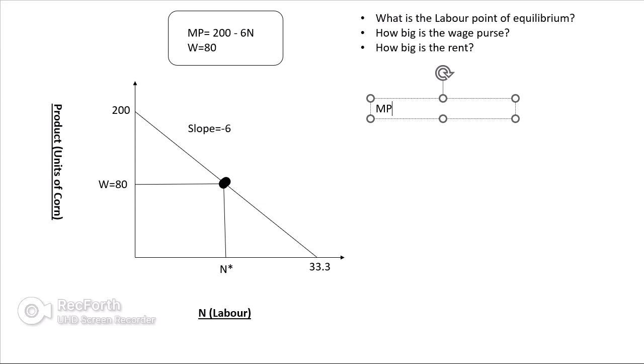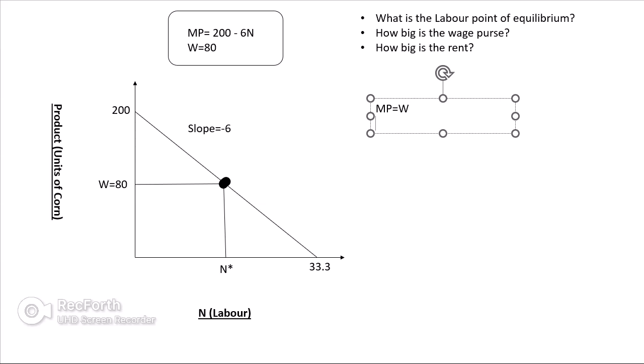So at the labour point of equilibrium, the marginal product is equal to the wage, because they've overlapped. The wage has hit the slope of the marginal product, so I hope that's fairly obvious.